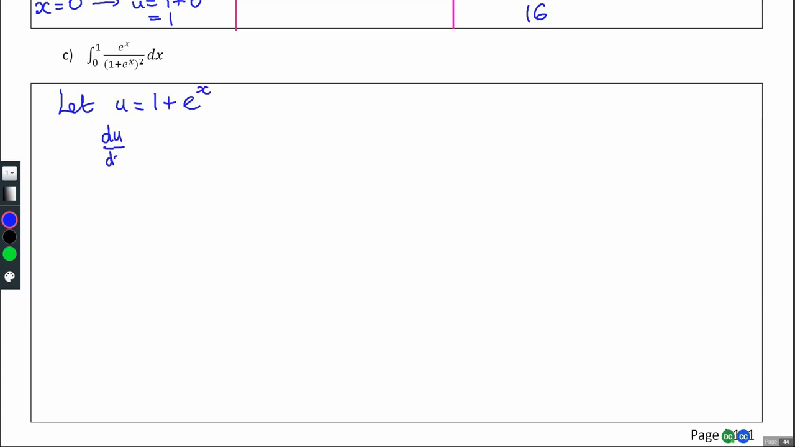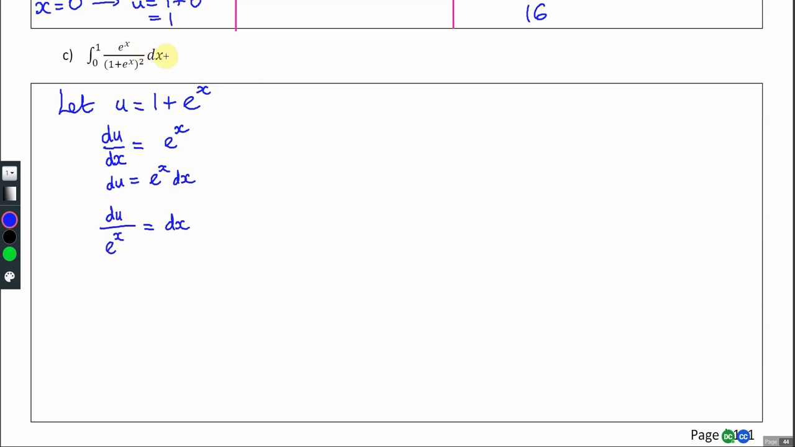Differentiate both sides with respect to x. And then rearrange, treating it like a fraction. And there we get an expression for dx. That will be what we replace the dx with in the integral.